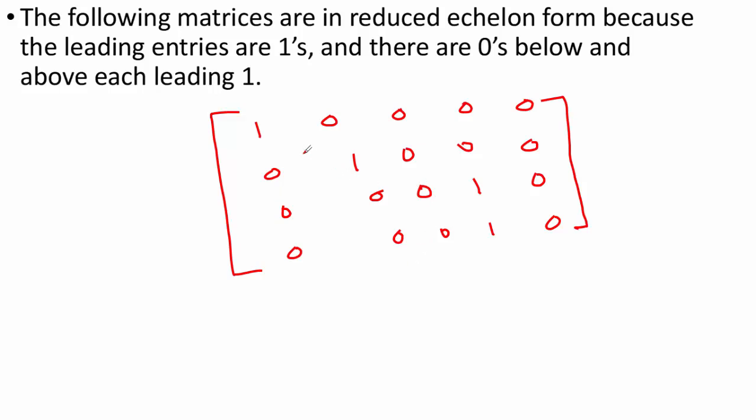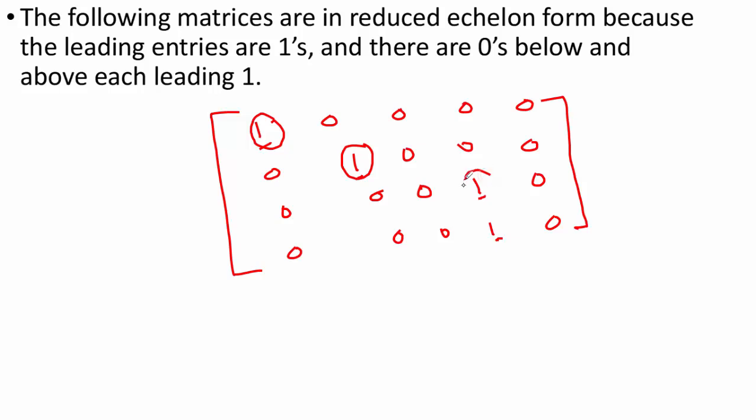That means this row is non-zero, this row is non-zero, this row is non-zero and this row is non-zero. All non-zero rows have a leading entry 1 and the leading entry of the lower row is to the right hand side of the leading entry of the upper row. This is the leading entry of the lower row, second row, and this is the leading entry of the upper row, first row. See, the leading entry of the second row is to the right of the leading entry of the first row.